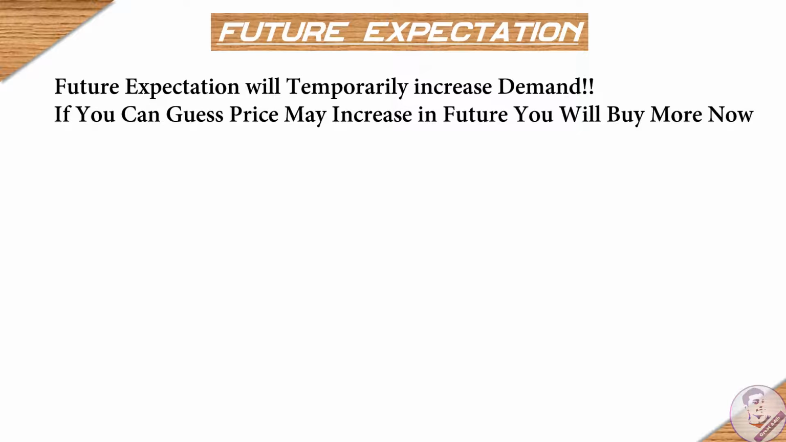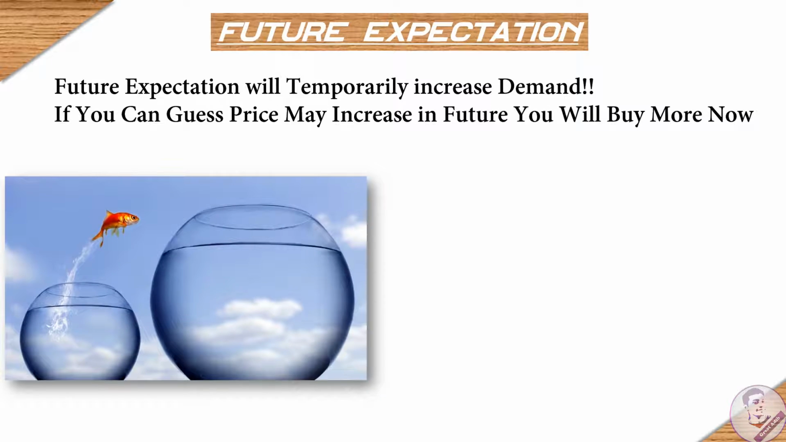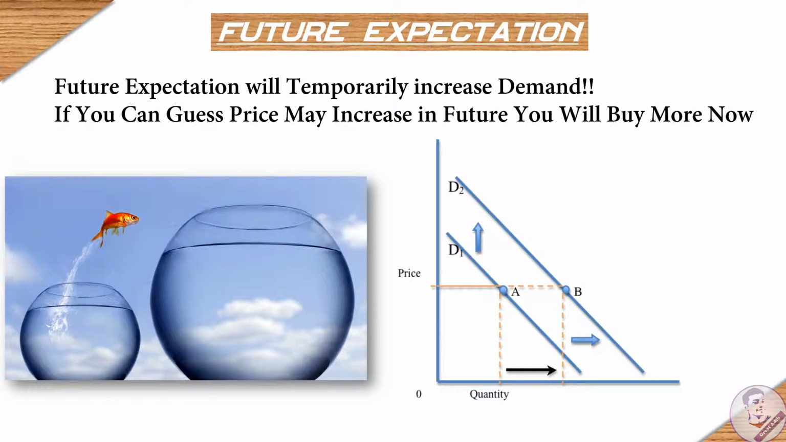If you can guess the price may increase in future, you will buy more. It's as simple as that. As you can understand, the demand curve shifts from D1 to D2 if that kind of future expectation happens, and we need to consider that the price will be constant from A to B. Okay, so there is no change in the price.